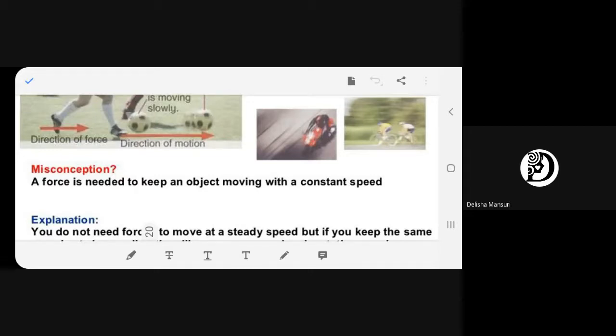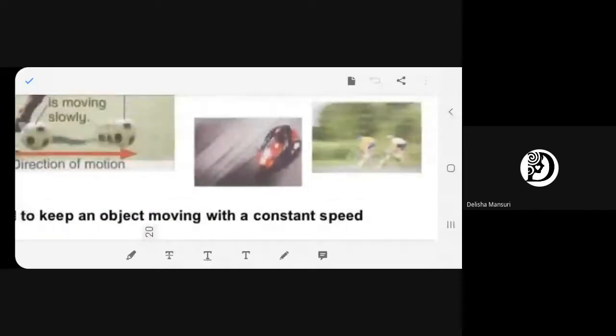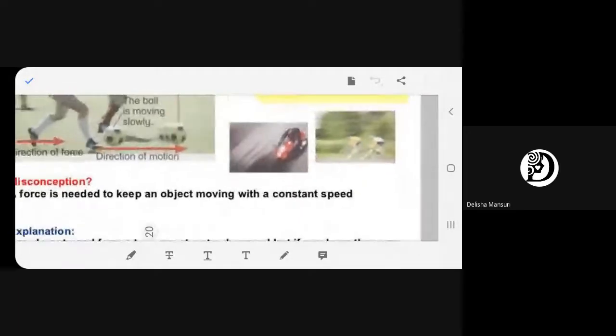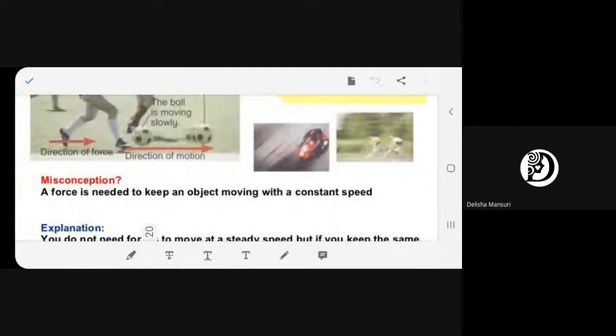A force is needed to keep an object moving with a constant speed. Fine. Over here, you can see two bicyclists. You can see a motorcyclist. They are moving on their vehicles with a constant speed. Do you agree with me? When a person is cycling, that person has to pedal. And the motorcyclist either has to accelerate or apply the brake to change the motion.